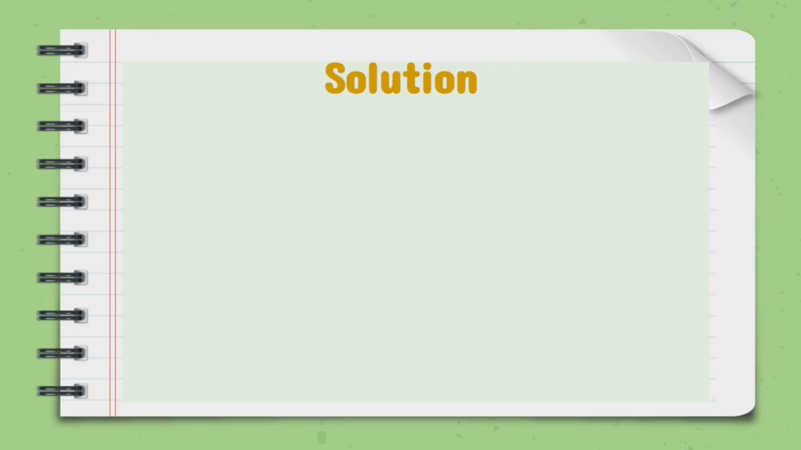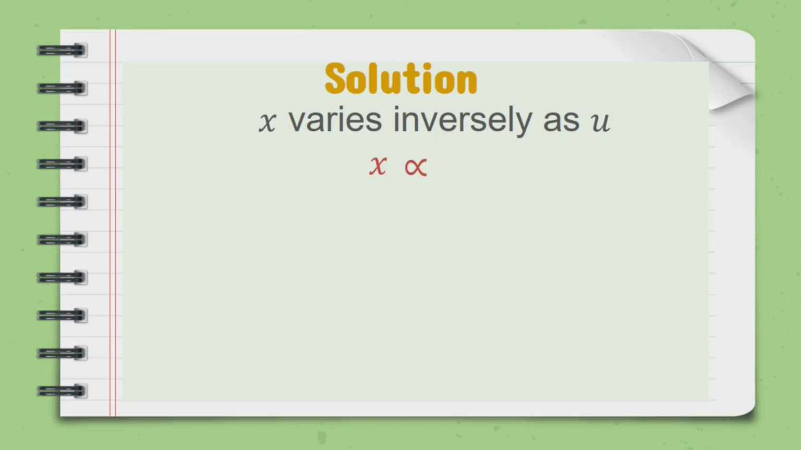Our first question was given as x varies inversely as u, and this can be written symbolically as x followed by the variation symbol, then the inverse of u, which is 1 out of u. And this can be written as an equation x equals k, which is our constant of variation, multiplied by the inverse of u, which is 1 out of u. And this can be simplified as x equals k out of u.